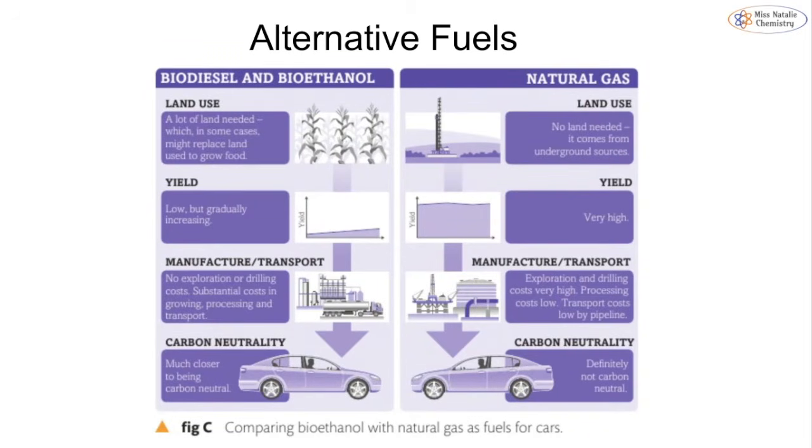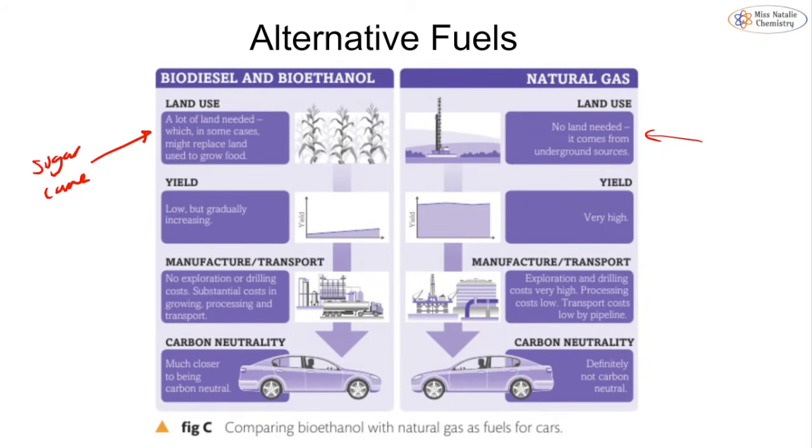So we can compare something like bioethanol with natural gas when we're looking at a fuel for cars, and this could be a possible exam question worth maybe 3 or 4 marks. So when we're looking at bioethanol, we need to use lots and lots of land because these tend to come from things like sugarcane, and we have to grow the sugarcane. If we compare this to natural gas, we do not use any land at all because natural gas comes from underground sources. In terms of yield, the yield for bioethanol is quite low, but we tend to increase it, whereas the yield for natural gas is very high.